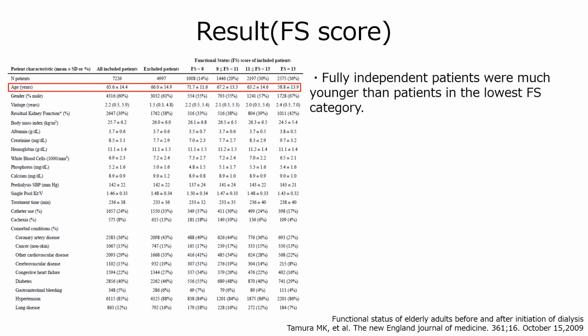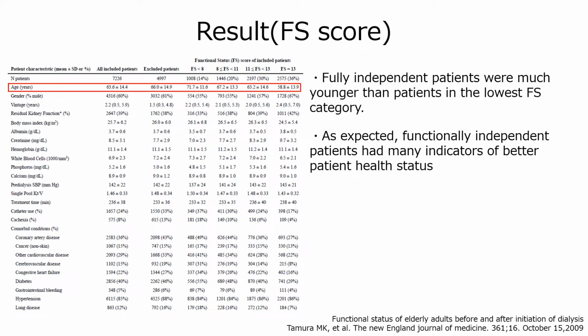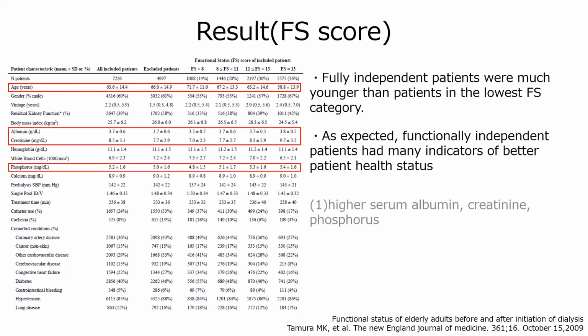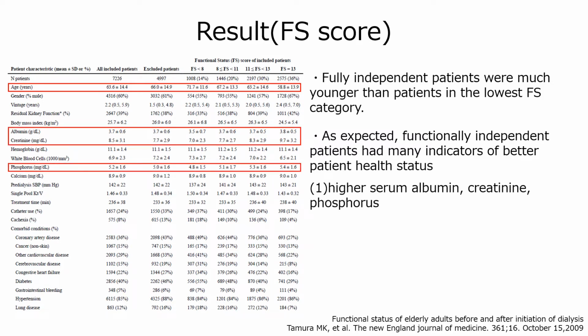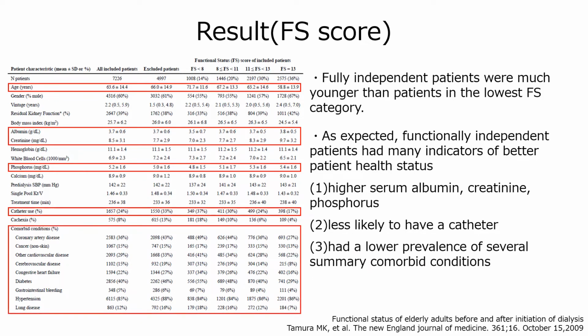Fully independent patients were much younger than patients in the lowest functional status category. As expected, functionally independent patients had many indicators of better health status: higher serum albumin, creatinine, and phosphorus, they were less likely to have a catheter, and had a lower prevalence of several summary comorbid conditions.